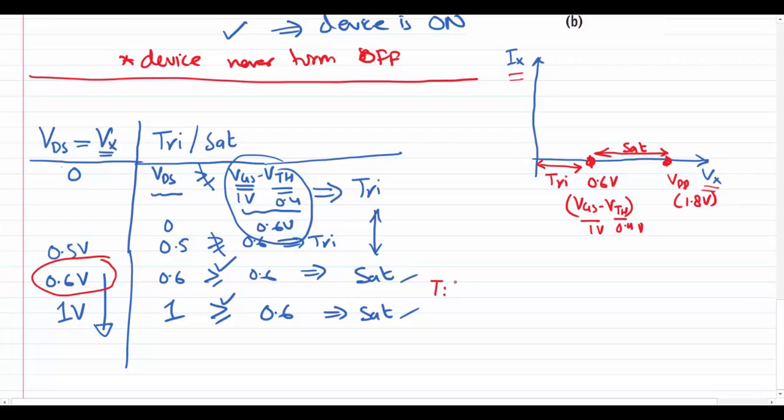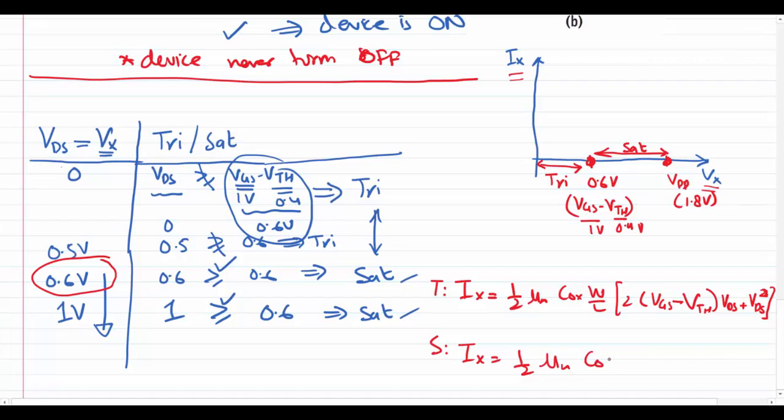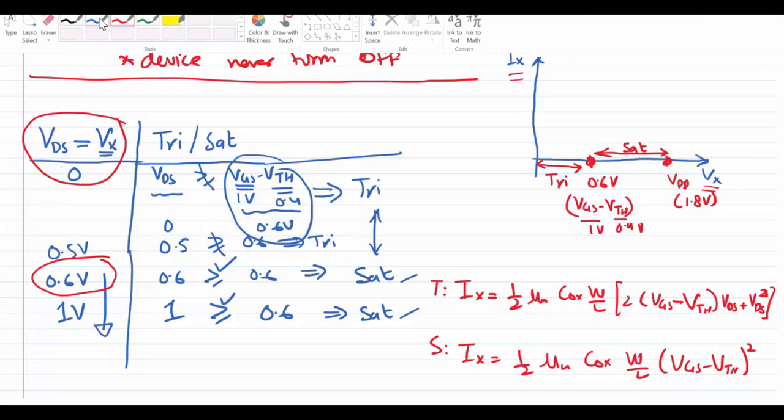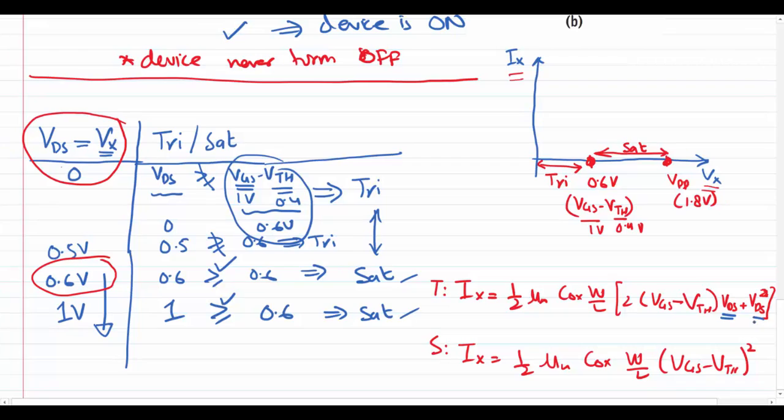We know that in the case of the triode region, Ix is half mu n Cox W over L times 2 (VGS minus VTH) VDS minus VDS square, and for the case of the saturation region, Ix turns out to be half mu n Cox W over L (VGS minus VTH) square. Now here we observe that VDS is the voltage that is varying, so in the triode expression this variable is varying, and over here there is no VDS, so Ix remains constant for all values of VDS.